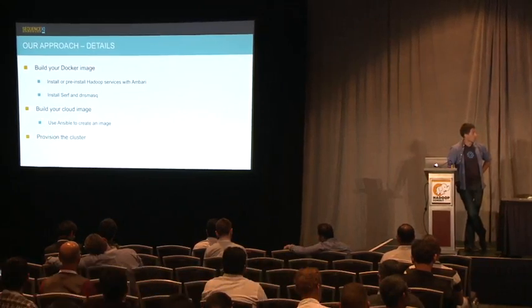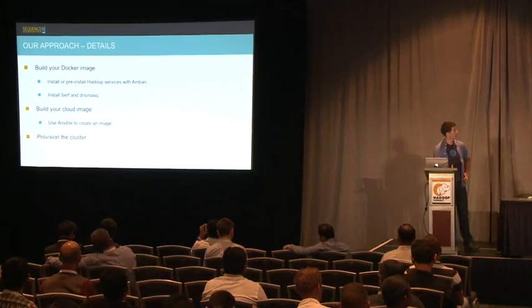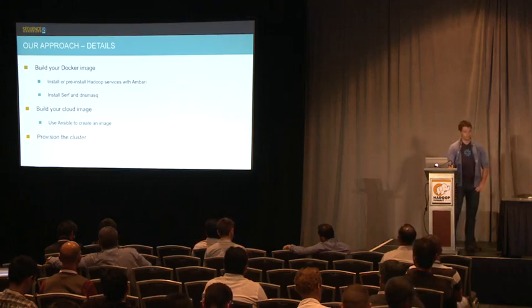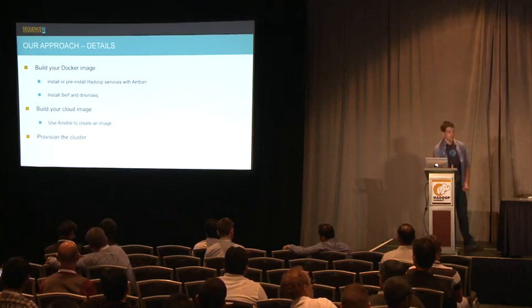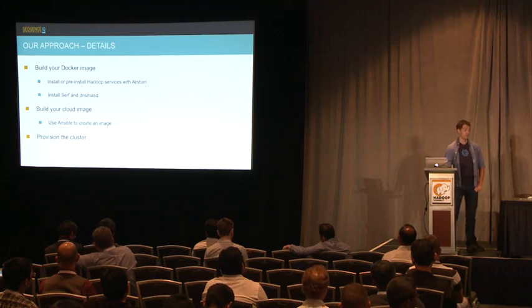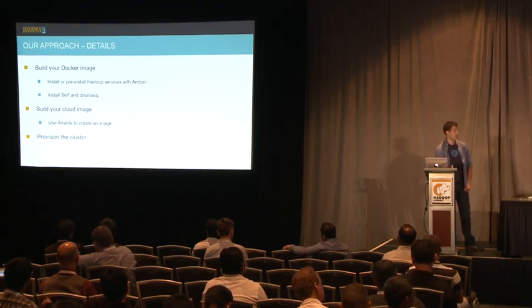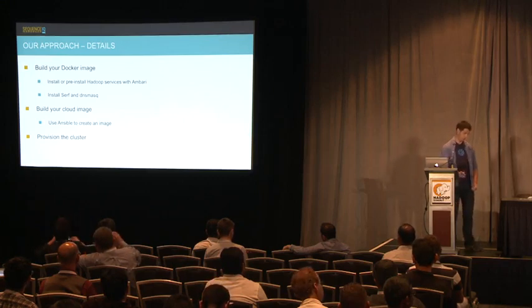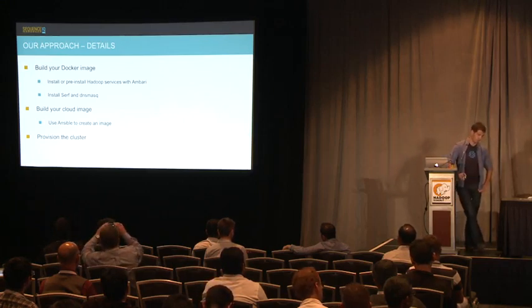So what was our approach? Let's start with details. First of all, you need to build your Docker image, which means you have a couple of options here. One of the options is that you pre-install the Hadoop services on a Docker image with Ambari. Then you have to install Serf and dnsmasq on the Docker image. We're going to enter into detail soon.